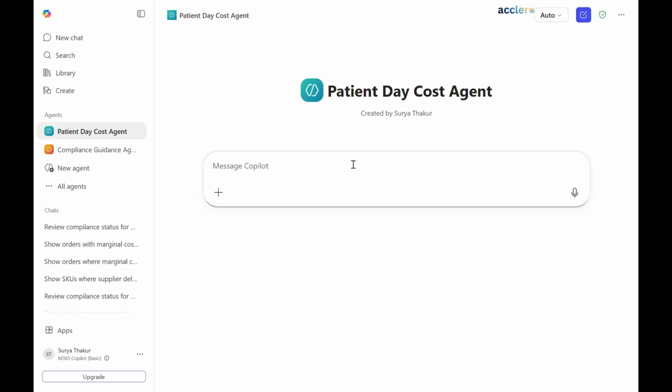So let us take the first use case for this agent, staffing flex opportunity. Let us give the prompt: Show units where patient census has dropped but staffing hasn't adjusted.